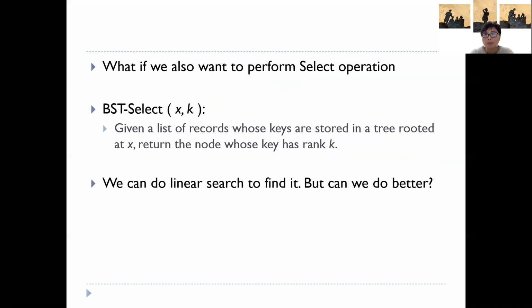Now, clearly, I have this tree here and all the numbers are stored inside. I could just somehow visit all the tree nodes and search for this key. So we can do a linear search and implement the select operation in linear time. But that's kind of slow. The question is, can we do better?